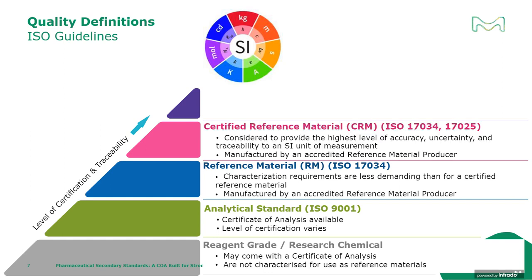Both are accountable to ISO 17034, and both are manufactured by an accredited reference material provider. The main difference between these two types of standards are the certification process requirements. Both certified reference materials and reference materials consider content, stability, and homogeneity. However, certified reference materials additionally report uncertainty and traceability as well. Certified reference materials are considered to provide the highest level of accuracy, uncertainty, and traceability to an SI unit of measurement.